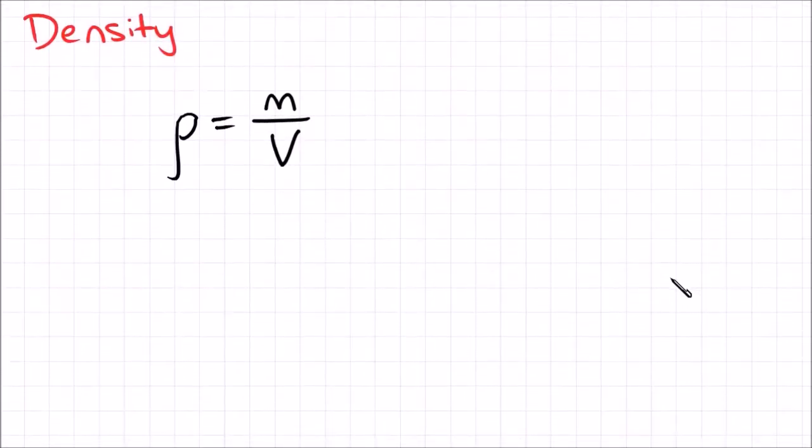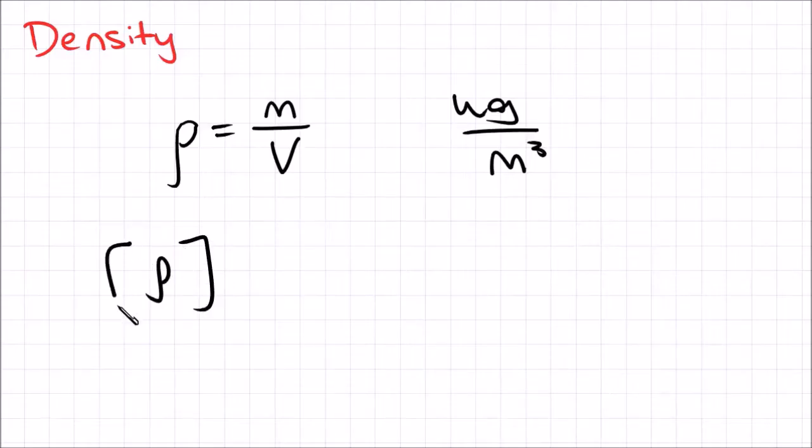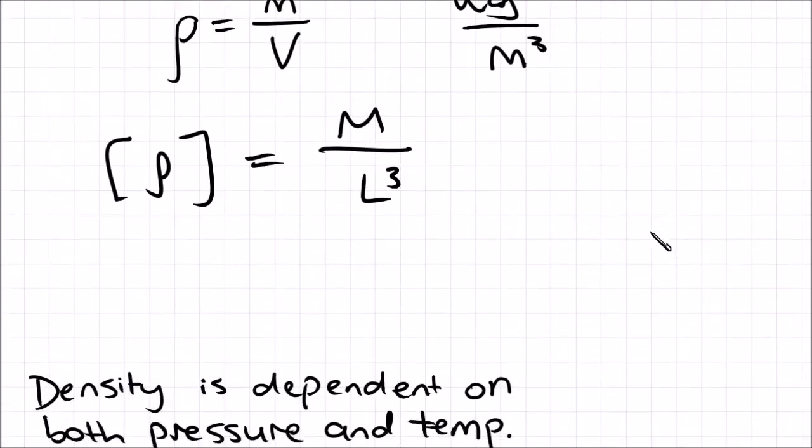So now on to density. This is a pretty important fluid property. You'll be using it a lot. It's given the symbol rho, which is a funny P. That equals mass on volume. So that has units kilograms on meters cubed. So the dimensions of rho equals mass from there, and meters is length, so L cubed. So we'll be seeing a lot of that.